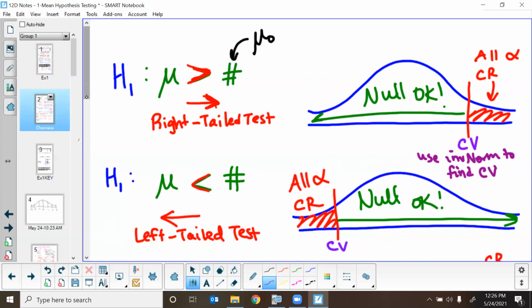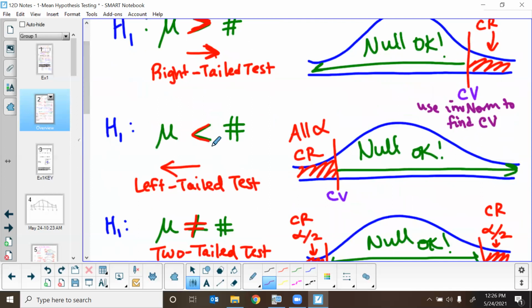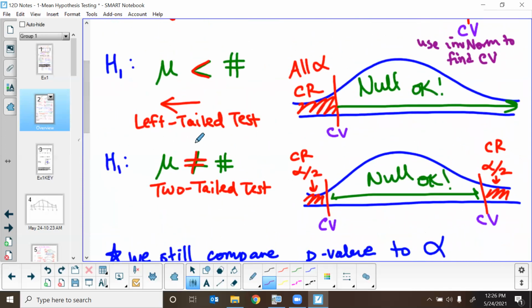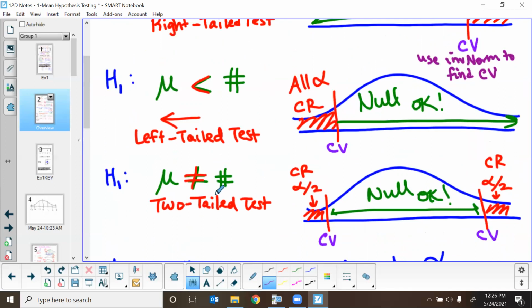Okay. So then if the average is less, that gives you a left-tailed test and all of your alpha is over here on the left for your critical region. You're still going to use inverse norm to find that critical value, and everything to the right of it is where the null is okay. And then for not equals to, this guy does not look like an arrow at all. So we'll use a two-tailed test.